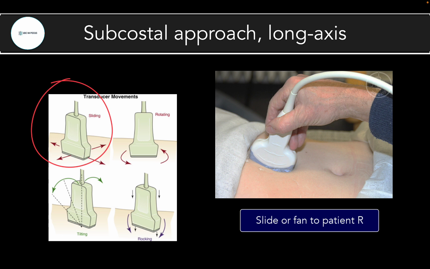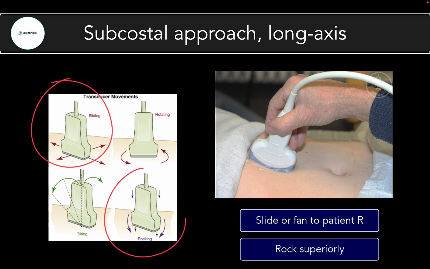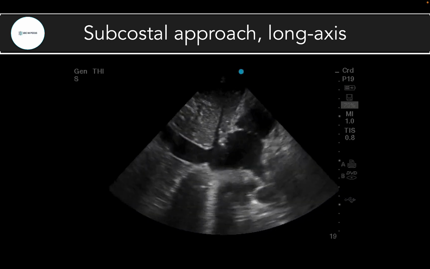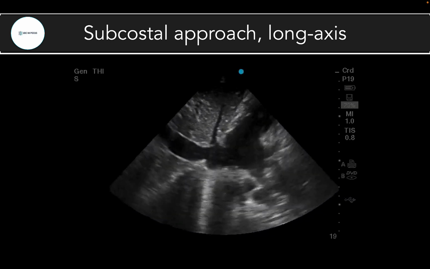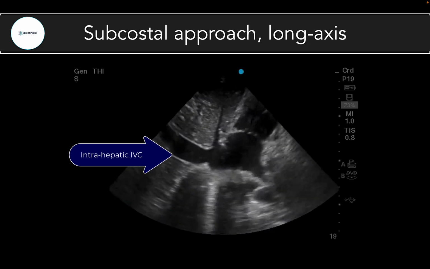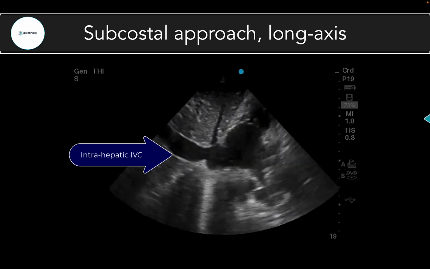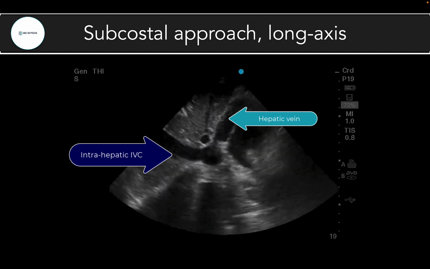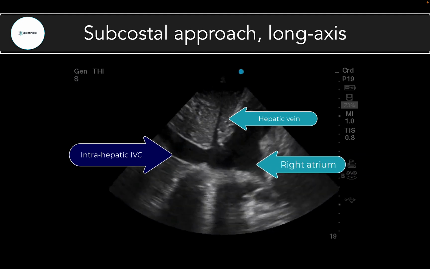This will allow the IVC to pop into view, which lies to the patient's right side. And next, you're going to gently rock your probe so that the beam of your probe is pointing more up into the chest, which will allow you to see the RA caval junction. So your image should therefore look like this. So we see the transhepatic IVC, so the portion of the IVC that's running through the liver. We see the hepatic vein emptying into the IVC, and we see the IVC joining the right atrium.